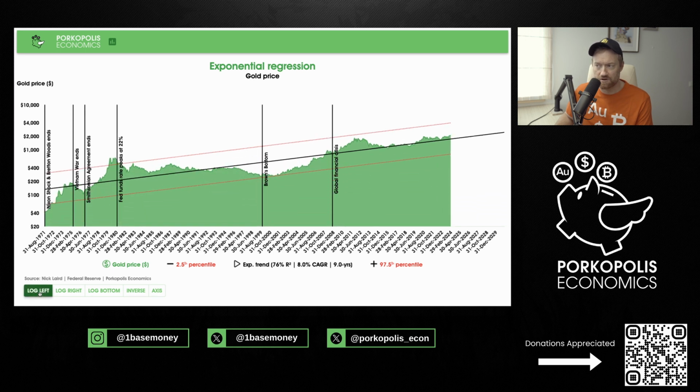So here I'm going to put this on log left. There we go. And remember, when there is an exponential growth or exponential trend line in nature, in financial markets, wherever, you put it on log scale, it's going to be a straight line no matter what. Okay, so there it is. A straight line for the gold price.